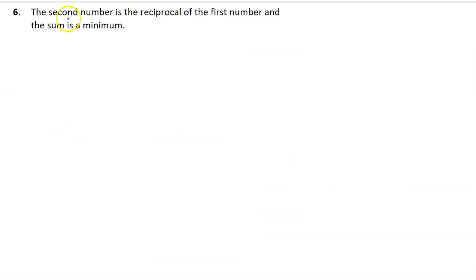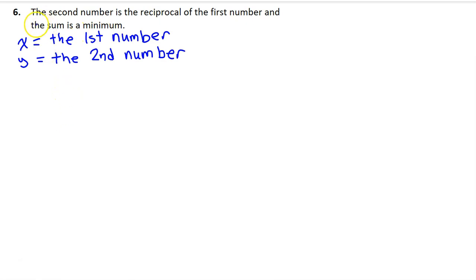Number 6. The second number is the reciprocal of the first number, and the sum is a minimum. First, we define our variables. Let's let x equal the first number and let y equal the second number. The first part of the sentence gives us the secondary equation. The second number is the reciprocal of the first number. That tells us that y is equal to 1 over x.